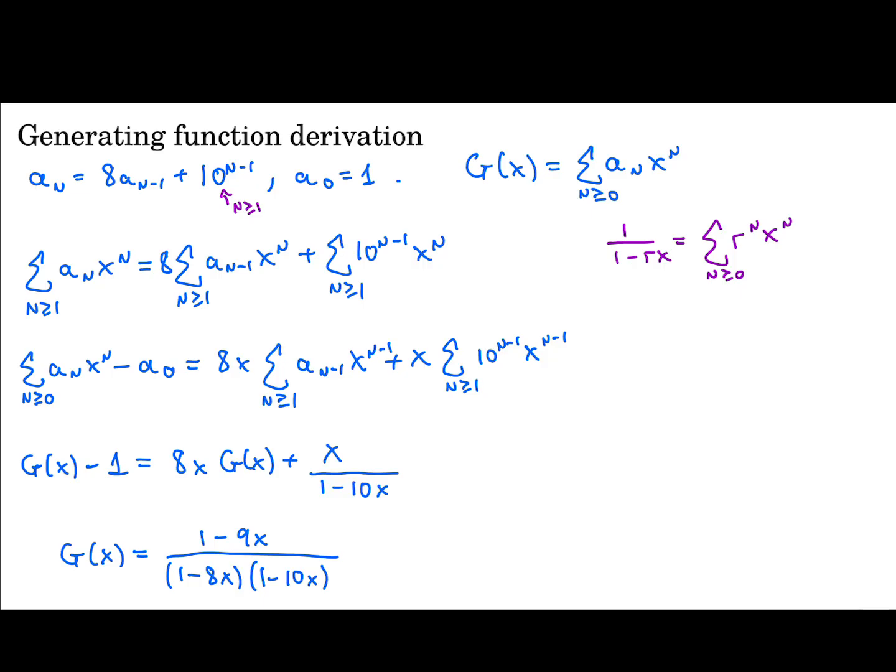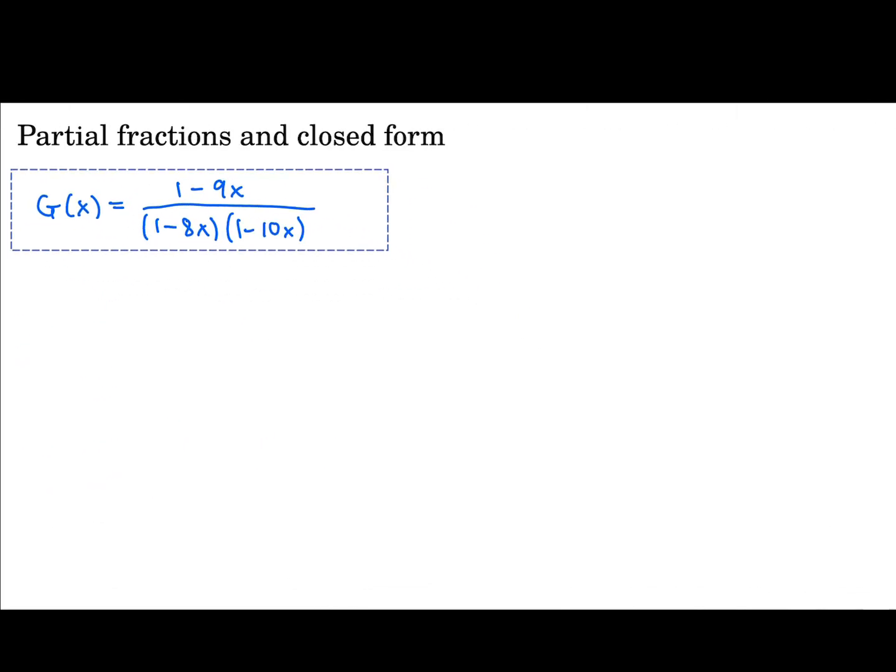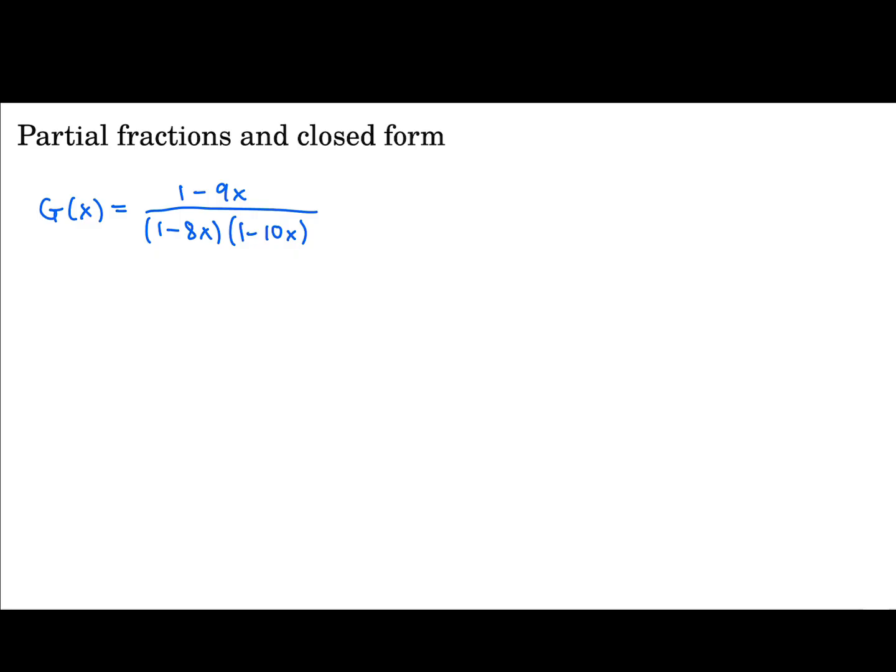And now we would like to see if we're able to find the closed form. And the technique here is, again, partial fraction decomposition. In this case, the bottom part is already factored. So we don't need to solve anything in terms of factoring the polynomial. We don't need to find any roots of polynomials, I mean by that. And so if we do the partial fraction decomposition, the idea is that you can write this as a over 1 minus 8x plus b over 1 minus 10x.